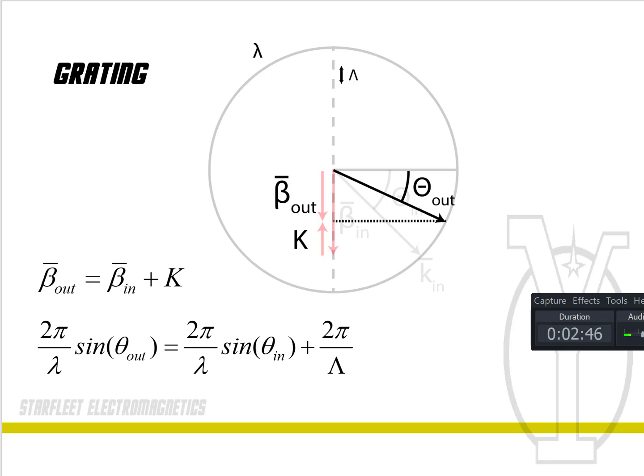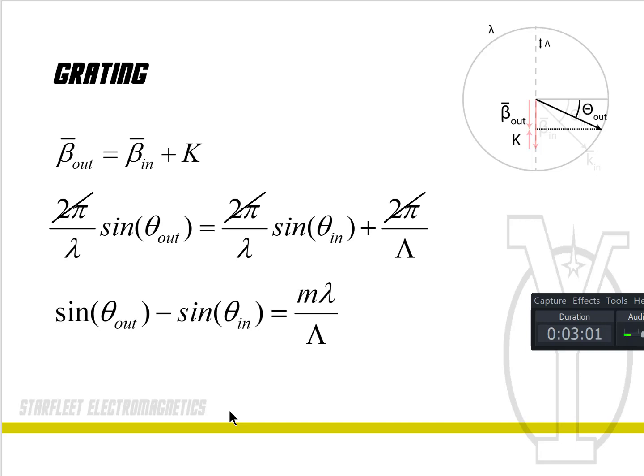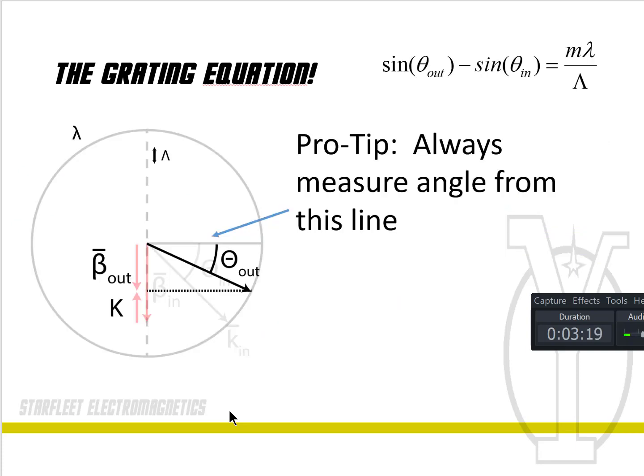If we expand our vector sum at the interface, we get the following terms. If we cancel out 2 pi in each of these terms, and we take lambda and bring it to the other side, we get the grating equation. Now you should memorize this equation, or at least be able to derive it on command at any time. When using the grating equation, always remember to measure your angles from this axis shown, negative down and positive up.